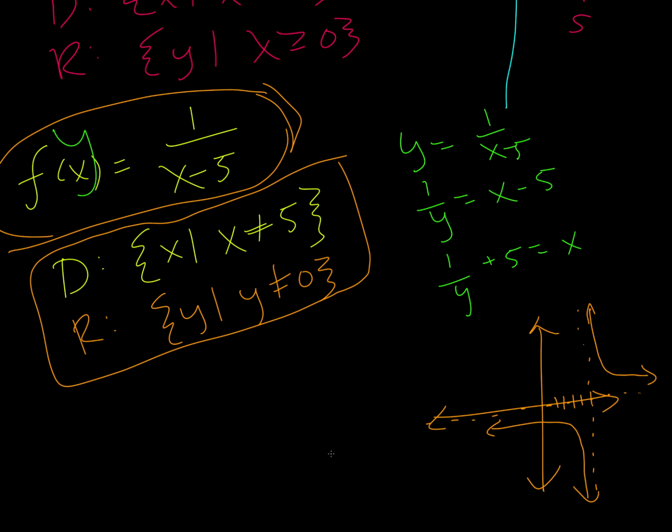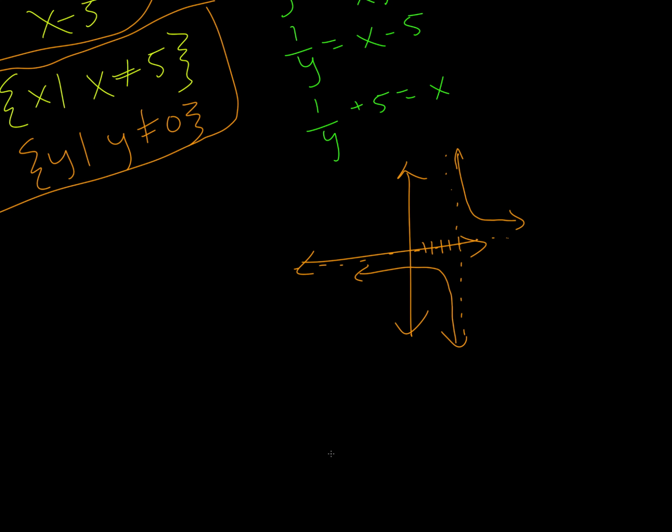Okay. Now, let's see. Need more room. Okay, we still have a few more to do. So we have f of x equals 1 over the square root of x minus 5.